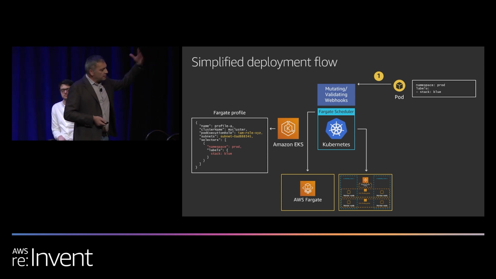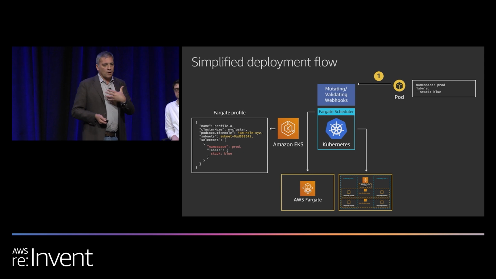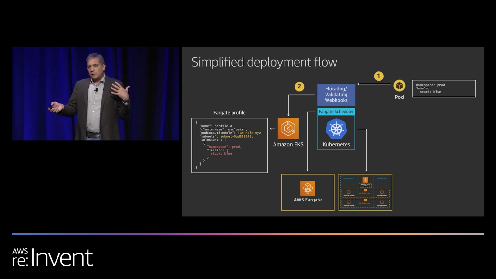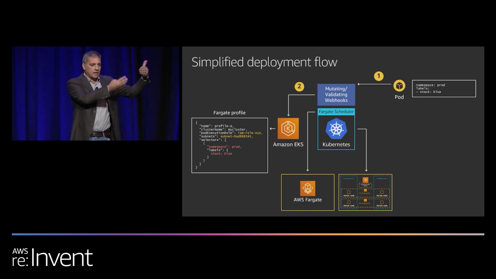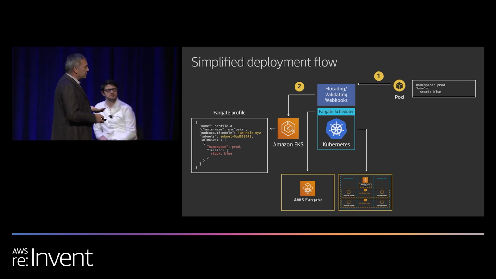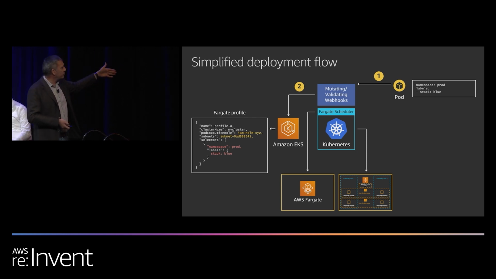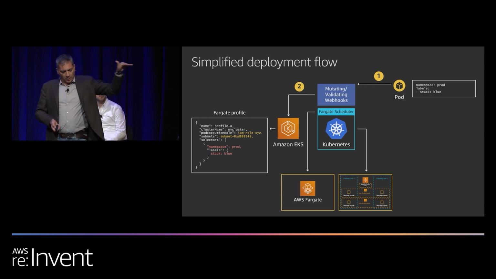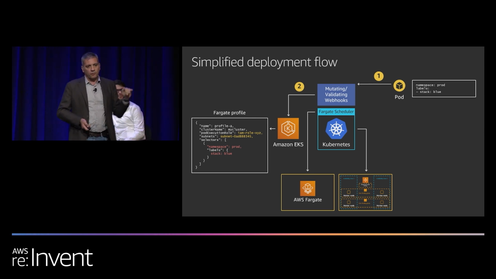There are validating and mutating webhooks running on the cluster that will take that request and send it to EKS. And they will ask, is there a match for this namespace and labels that I see coming in? If the webhooks determine that there is a match, and in this case there is a match, because there is a Fargate profile that says, if there is something coming in from the prod namespace with the label stack equal blue, send it to Fargate.